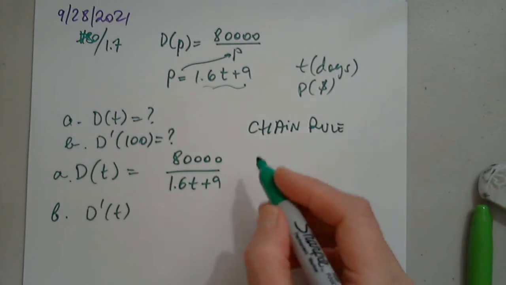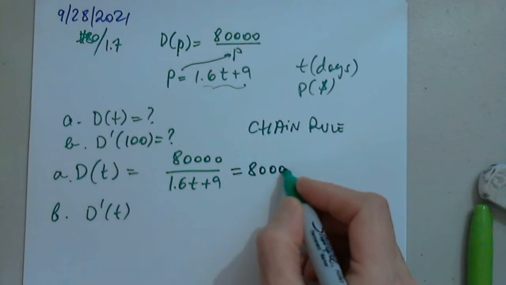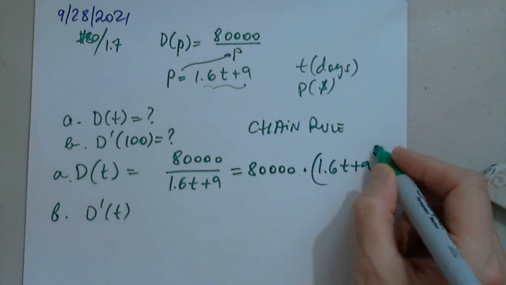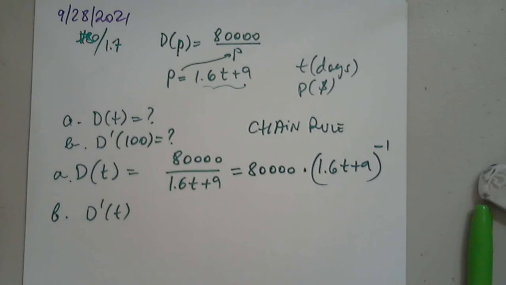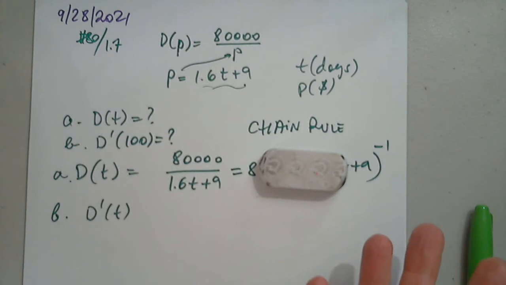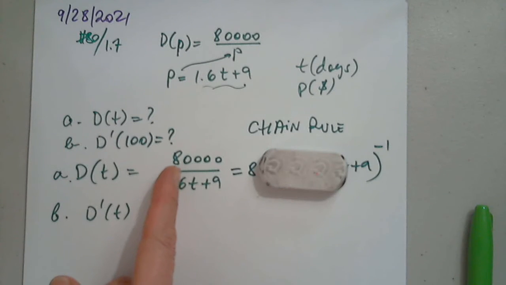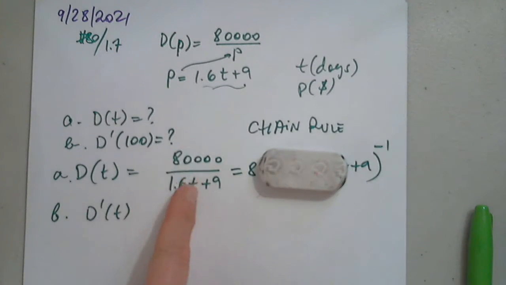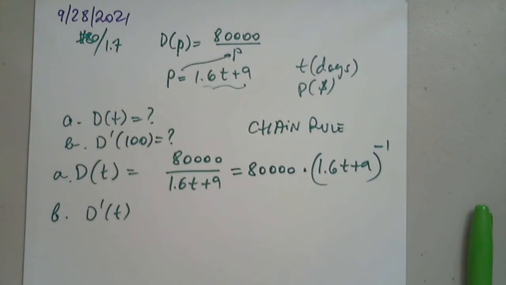And since the numerator is a constant, always make your life as easy as possible. 1.6t plus 9 raised to negative 1. This is what I prefer to differentiate. You can say, I don't want this, I'm going to differentiate that. Fine, it's not a problem. But you have to keep in mind that when we differentiate the top, it gets 0. So be careful with that. Yes, you can differentiate this or differentiate that. You'll get the same answer.